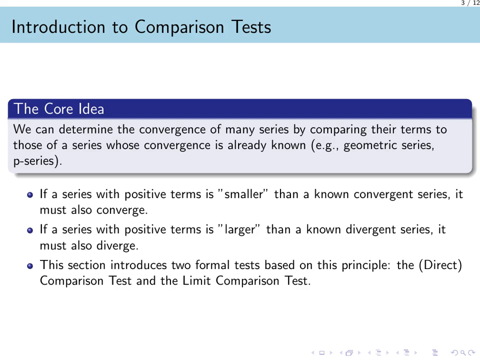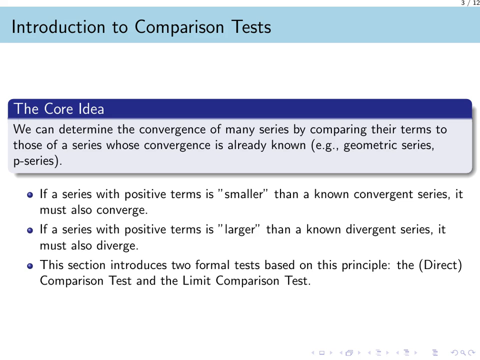First, if you can show that your unknown series is smaller than a known convergent series, meaning each of its terms is less than or equal to the corresponding term of the convergent series, then your unknown series must also converge. It is trapped below a finite value.